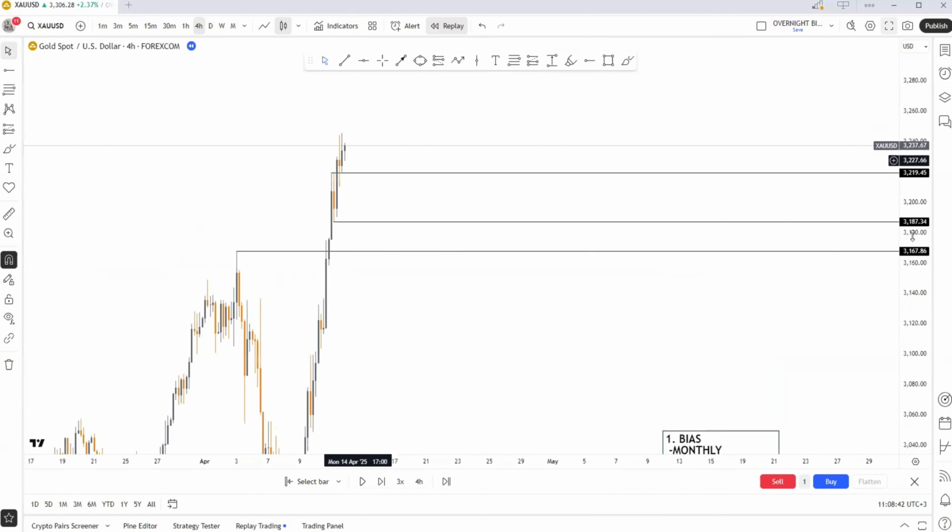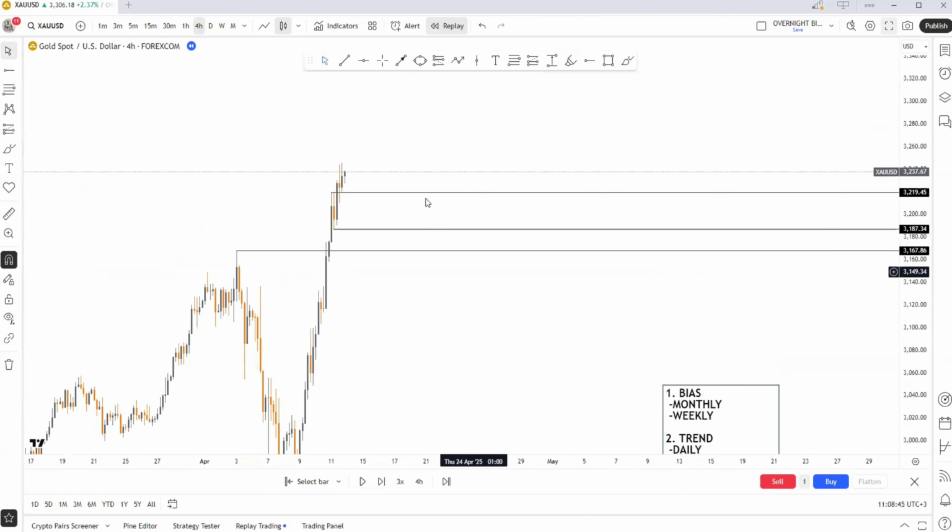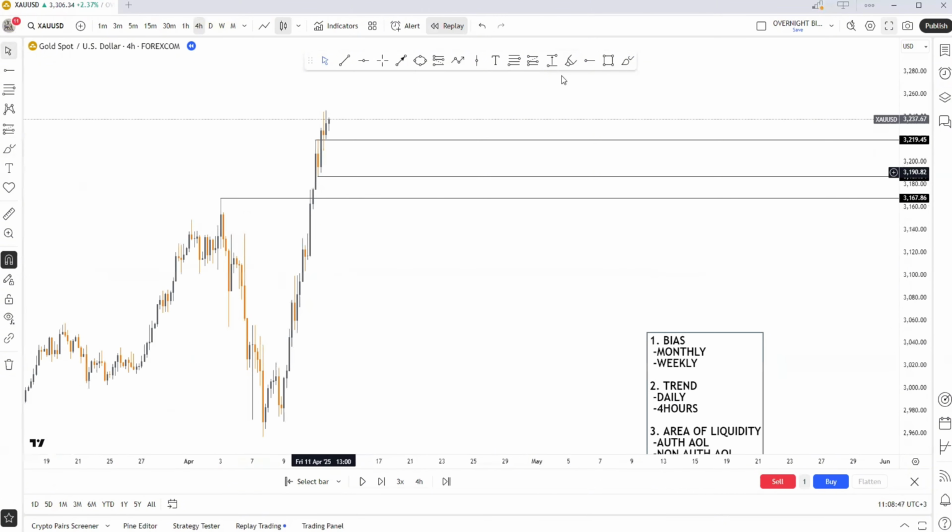So our nearest structure here to trade is the non-authenticated area of liquidity, which is the area below here. This area below is the non-authenticated. We have liquidities from the below structure here. If you didn't understand more about the liquidity, kindly go and check the video that I explained about the areas of liquidity. So this is our authenticated, non-authenticated area of liquidity.